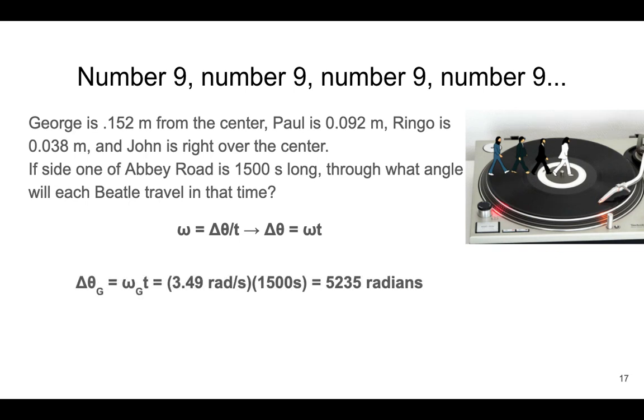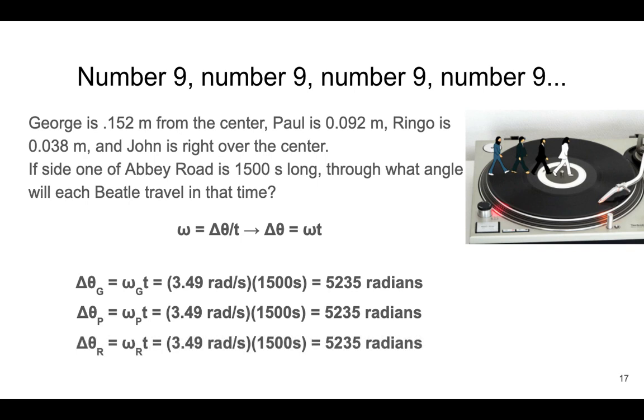So plug that in for George. George's angular velocity times that amount of time, and you get 5,235 radians. Plug it in for Paul. Well, Paul's got the same angular velocity. All the beetles have the same angular velocity, so they're all going to go through the same angle. Even John. He doesn't go anywhere, he just spins in place, but he spins in place through that angle: 5,235 radians.